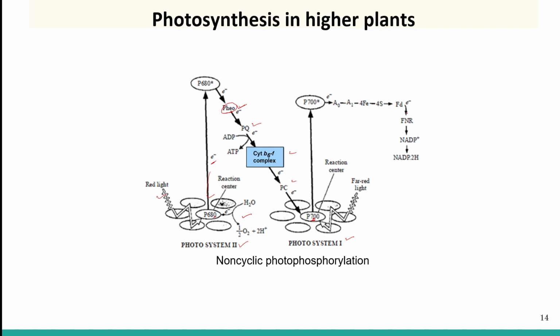Here again the primary acceptor is FRS, and the final receptor of electrons is NADP+, which leads to the formation of NADPH. So here both ATP and NADPH are synthesized, whereas in cyclic photophosphorylation only ATP was synthesized. You can also see that in photosystem 2, photolysis of water takes place. The splitting of water results in the formation of oxygen, so oxygen evolution takes place in non-cyclic photophosphorylation, and the site of photolysis is photosystem 2.